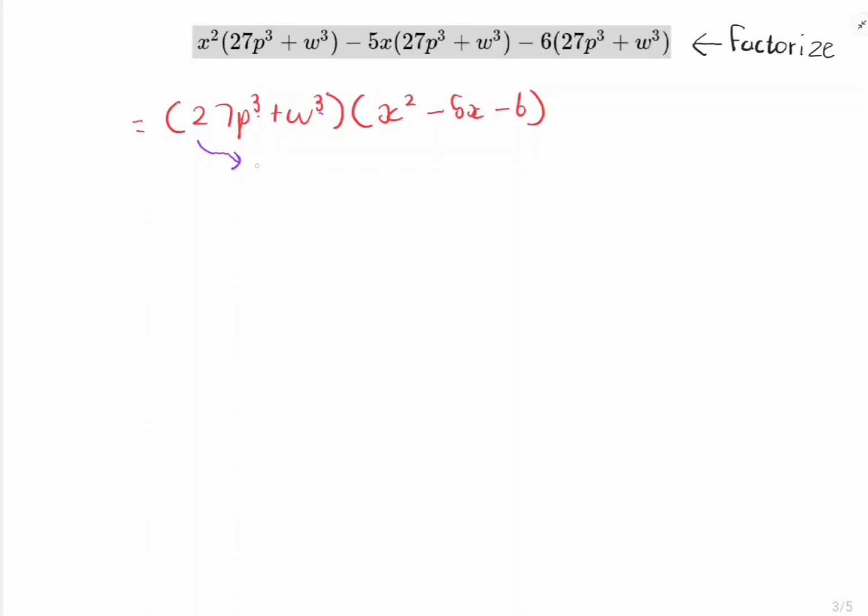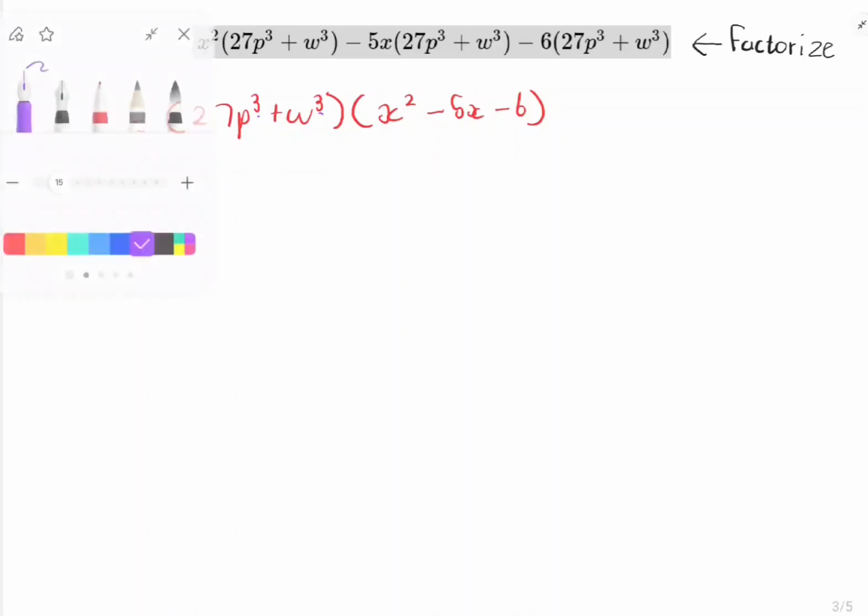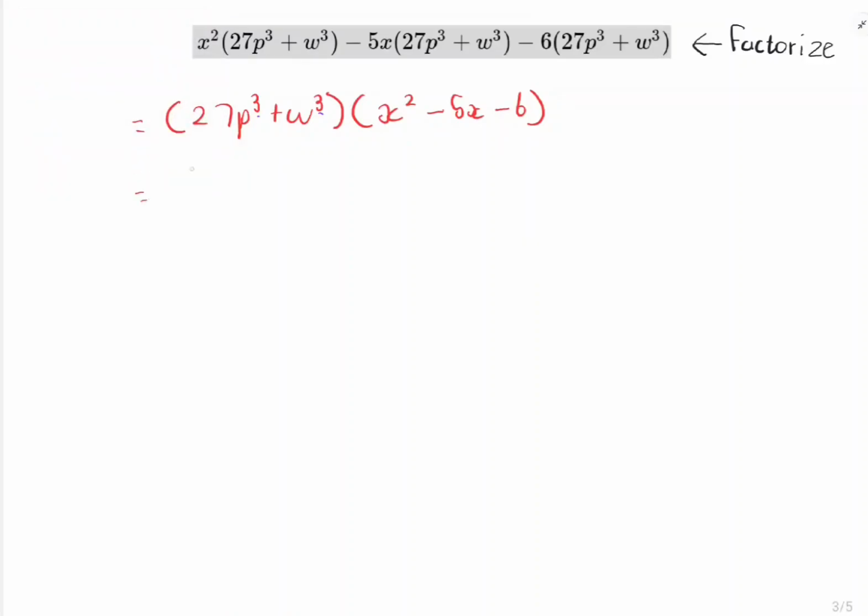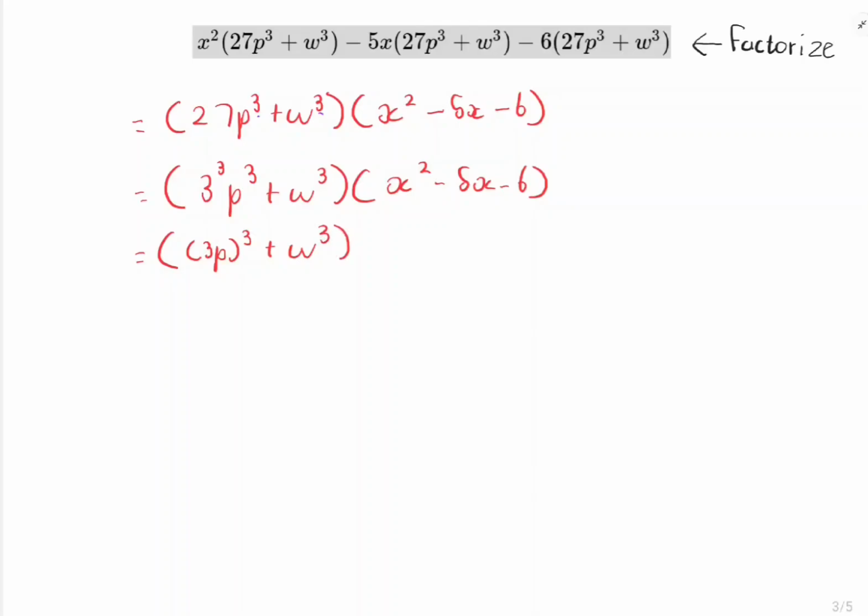Yes, you can. Let me just keep on writing with a red pen, actually. It's going to be 3 cubed p cubed plus w cubed, right? And we can take out this 3 over here, so we're going to be left with, in a bracket, 3p cubed plus w cubed, times x squared minus 5x minus 6. Great. So how are we going to factorize this?